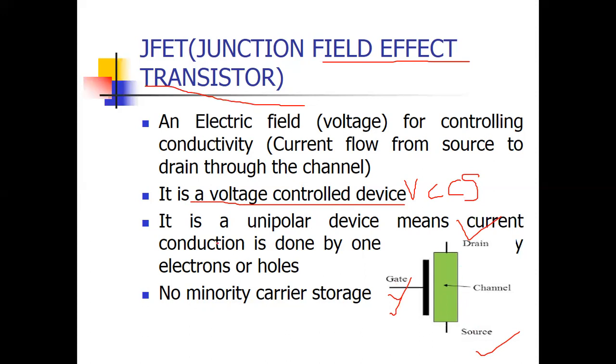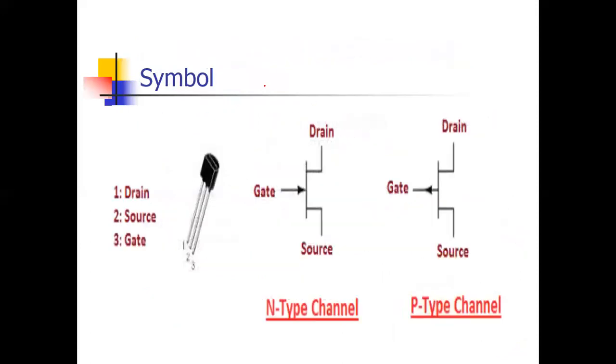Next thing, it is a unipolar device. Unipolar device means whatever the current conduction is, it is done by any one type of carrier, either electrons or holes. But BJT is a bipolar device, which means in the case of BJT the conduction is possible with both electrons and holes. So there was the concept of majority and minority carriers, but here there is no minority carrier storage. So in brief, JFET, junction field effect transistor, is one in which voltage applied at the gate controls the current from source to drain.